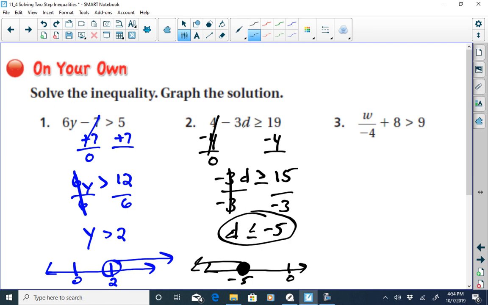3 times negative 10 is negative 30. 4 minus negative 30 is going to be 4 plus 30. That's 34, greater than or equal to 19. That's going to work. Okay?